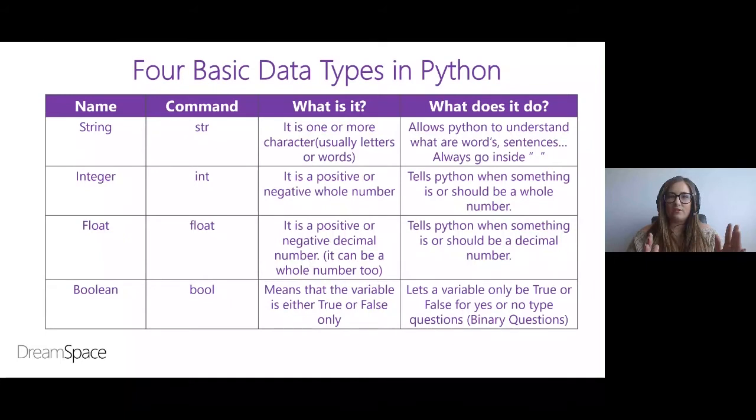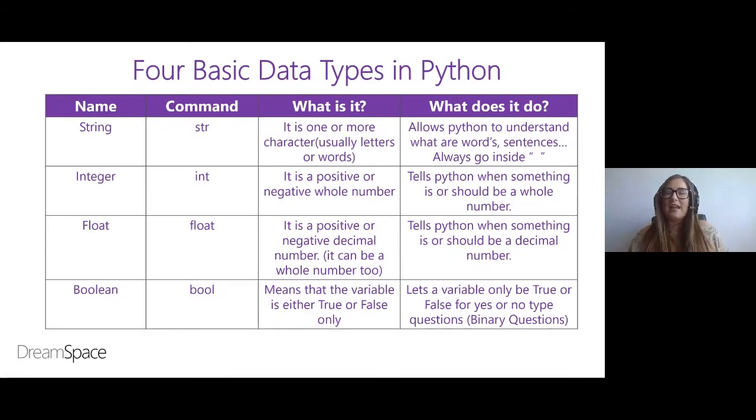But then we also have integers, which are also known as ints. And these are just positive or negative whole numbers. So literally it can be -3, 87, 12. They're all ints. And then we have floats. So a float is a number with a decimal point or decimal place, okay?